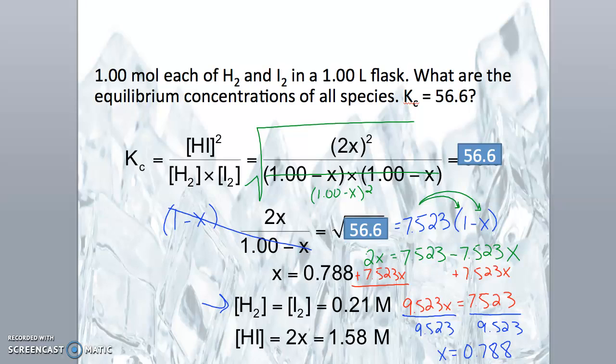Once we have our x value, it is good practice to reread the question to remind us what we're looking for. This problem asks for the equilibrium concentrations of all species, so I have to go back to my ICE table and put the value in for x at equilibrium to get the concentrations for all of the species.